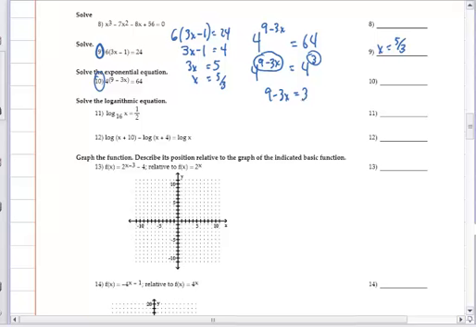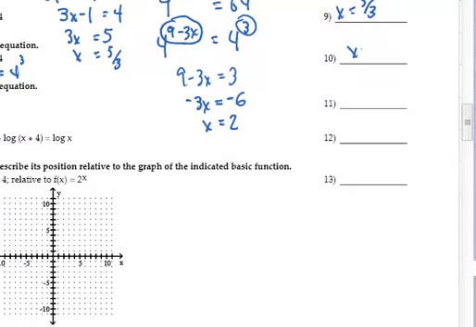So now when I solve, I have negative 3x is equal to negative 6, or x will equal 2. It's always good to take that value, plug it back into the original, and when you have 4 to the 9 minus 3 times 2, that gives you 4 to the third power, which is 64. So that answer checks out.